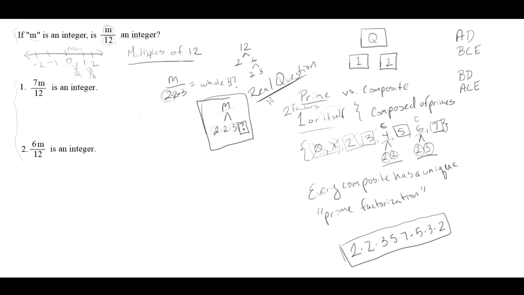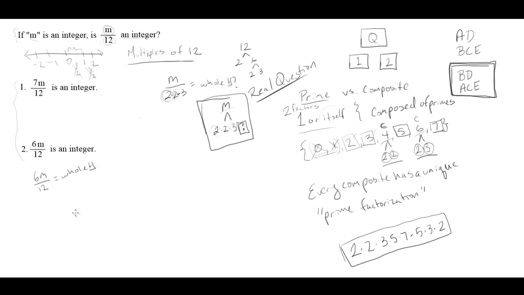Now that we understand what the real question is, and we've learned a little bit about prime factorization, let's take a look at our statements. And for this situation, I'm going to evaluate statement number 2 first. As you'll learn, we need to use this chart when evaluating statement number 2 first. Statement number 2, 6m over 12 is an integer. What does that mean? That means 6 times m over 12 equals a whole number.